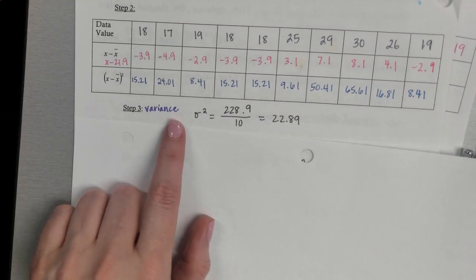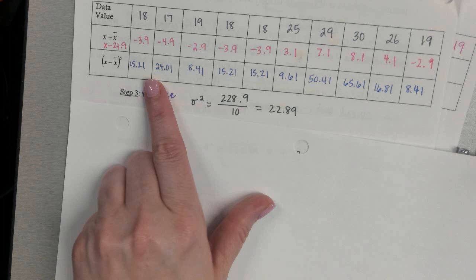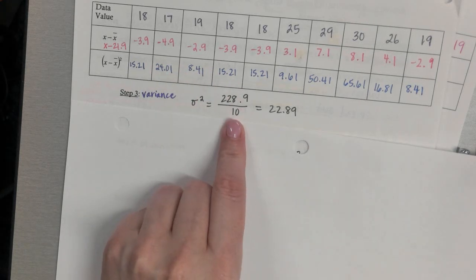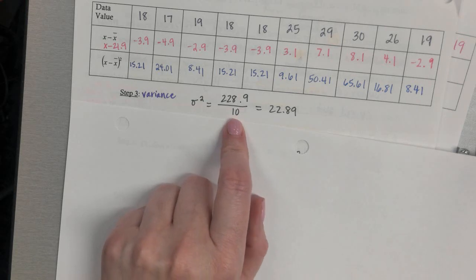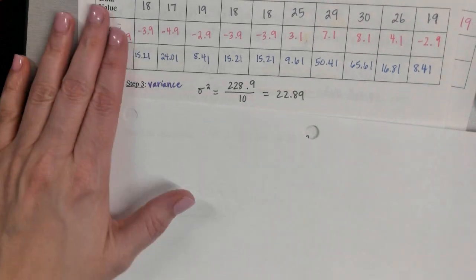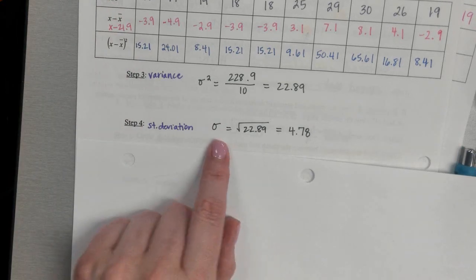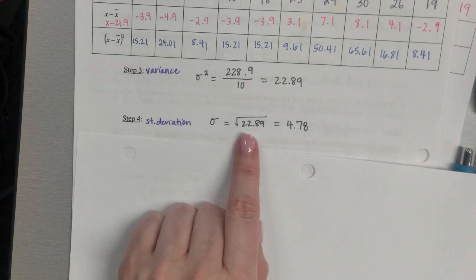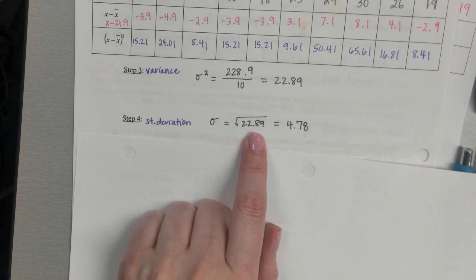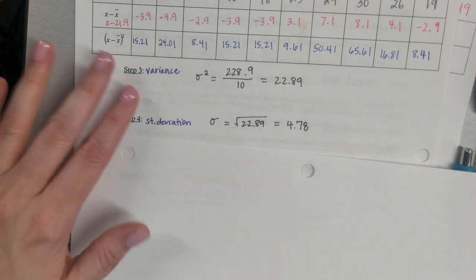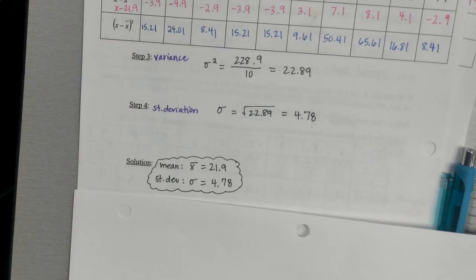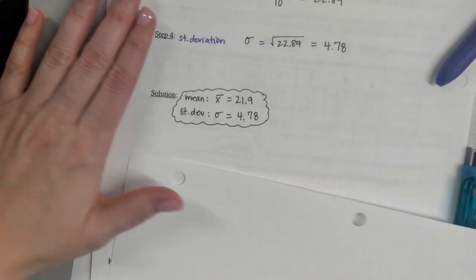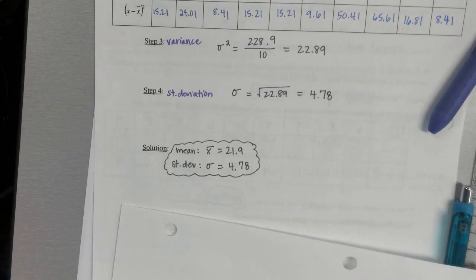Then the variance is going to be the sum of row 3 divided by the total number of values, which is 10. So you get 22.89, and that leads you to the standard deviation. To find the standard deviation, you're always taking the square root of the variance. And then your solution is the mean and the standard deviation. That's what the problem asks you.